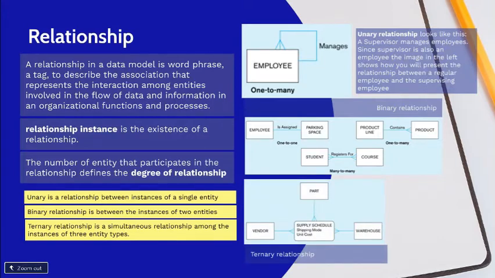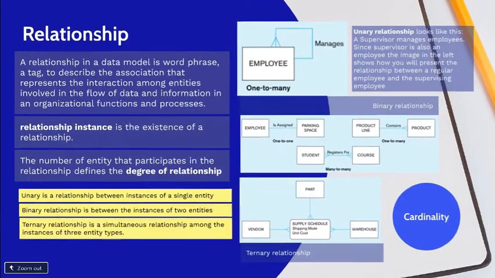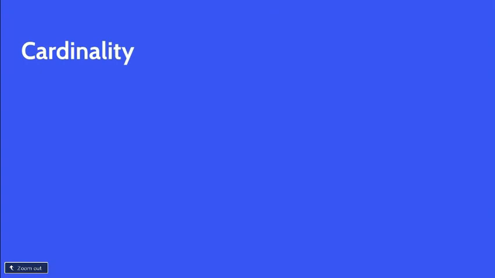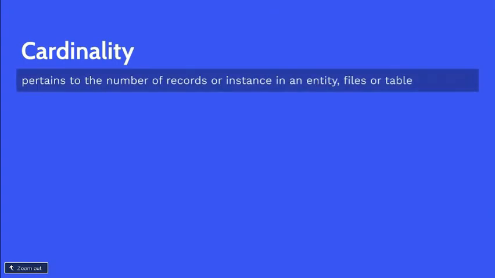Ternary relationship is the association of three or more entities, and it will look like this. Each relationship has cardinality. Cardinality pertains to the number of records or instances in an entity, file, or table.